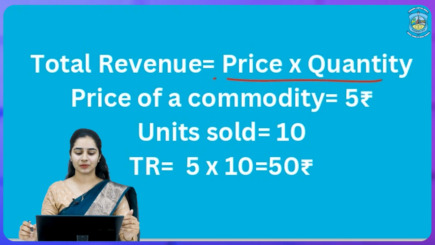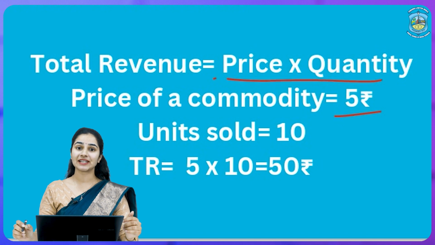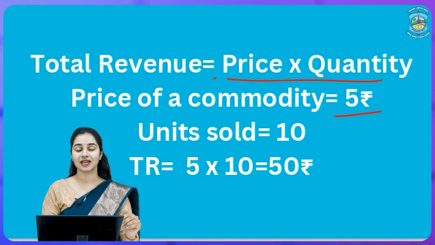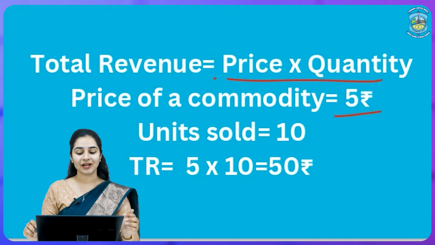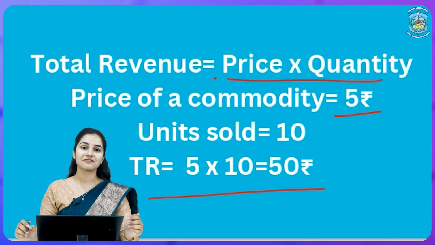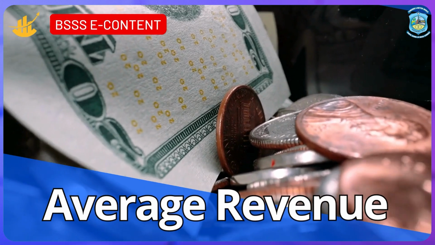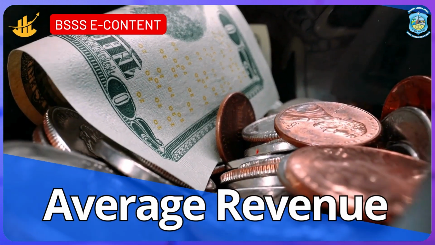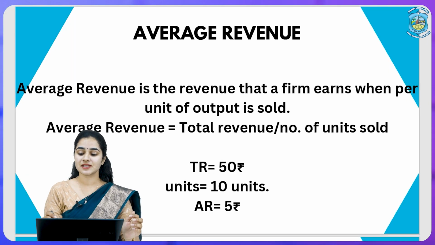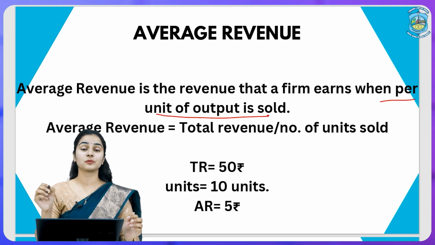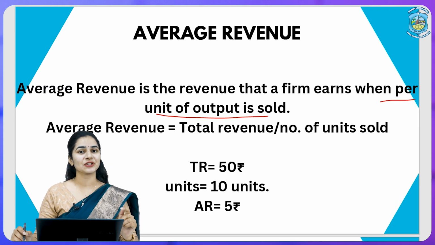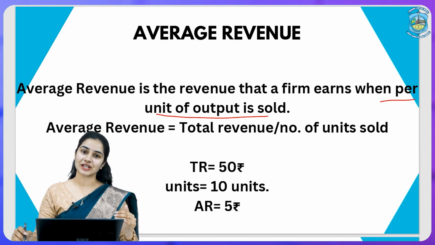Let us take an example. Suppose the price of a commodity is 5 rupees and the units sold are 10 units. So it can be calculated as 5 multiplied by 10, which gives the total revenue as 50 rupees. Next comes the average revenue. Average revenue is the revenue that a firm earns when per unit of output is sold, and it is calculated as the total revenue divided by the number of units sold.